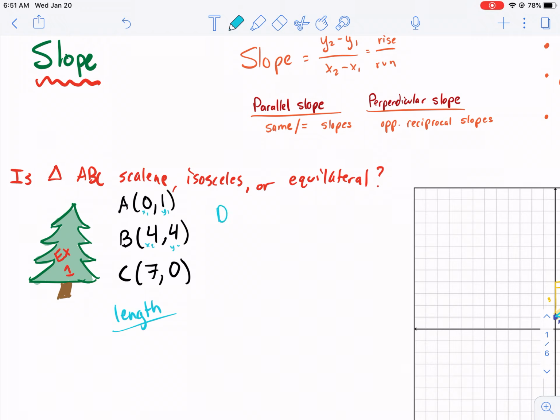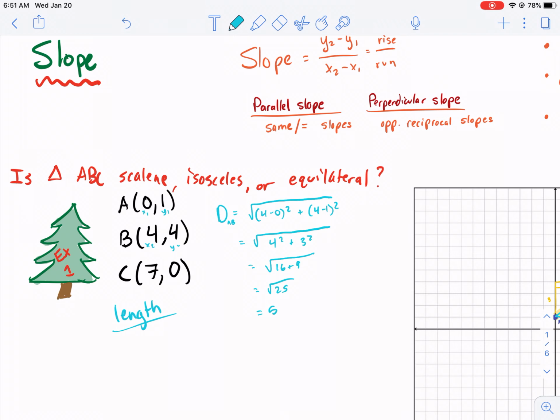The distance formula is d equals, and if you want to find it between A and B, so the distance of AB is going to be equal to the square root of the difference in my x's, 4 minus 0 squared, plus the difference in my y's, 4 minus 1 squared. So I get the square root of 4 squared plus 3 squared. So that's the square root of 16 plus 9, the square root of 25, and that equals 5.